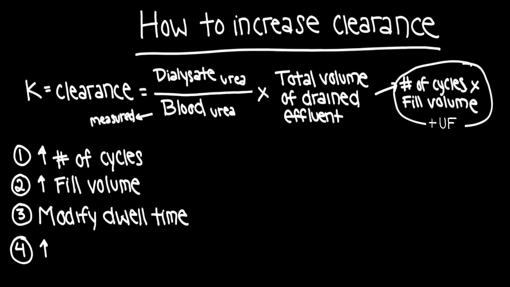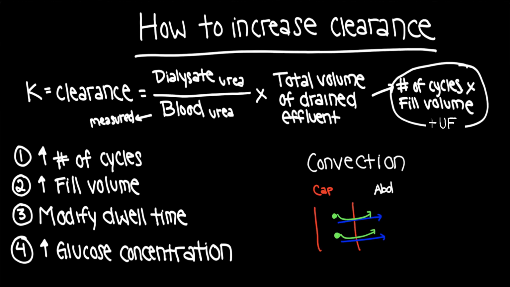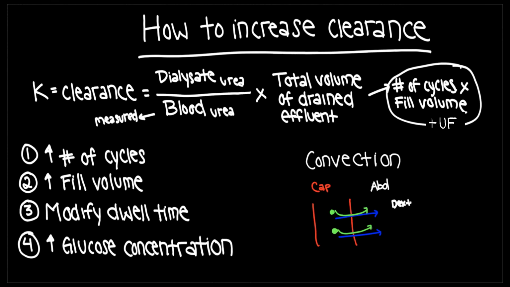The last thing that we can do to increase our clearance is increase our glucose concentration in the dialysate. To break down this concept, let's go back to the idea of convection or solvent drag. By increasing the dextrose concentration in the dialysate, we are able to ultrafiltrate off more fluid, and with that extra fluid comes a greater concentration of solutes.